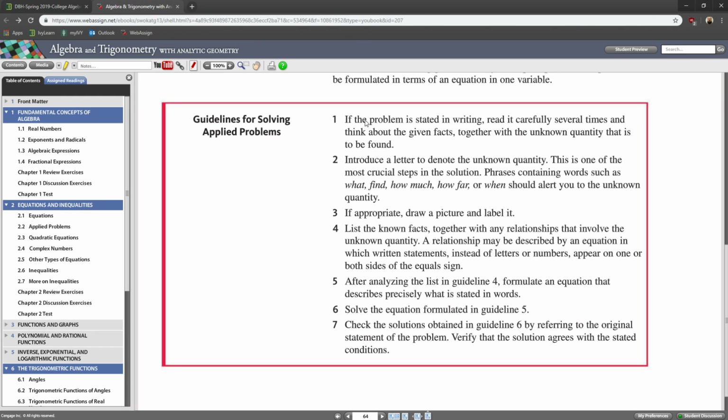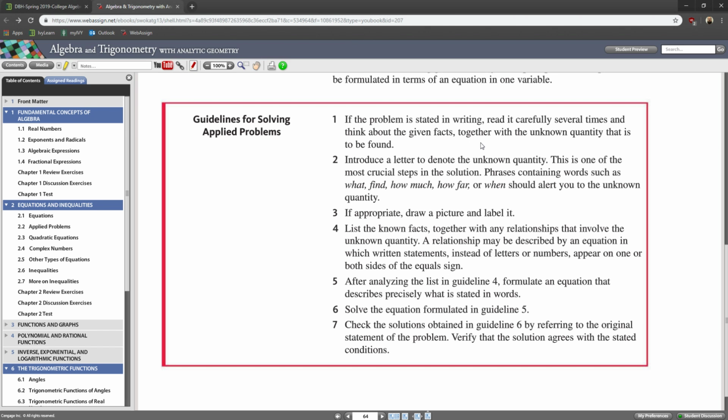It says, if the problem is stated in writing, I mean, that's the point. Well, I guess some story problems maybe don't come with any words, they just have pictures. But those are very, very rare. 99.99% of the time, an application problem is going to be stated in writing. So you want to read it carefully. Make sure you read it carefully enough to where you kind of get the gist of the story. Okay?